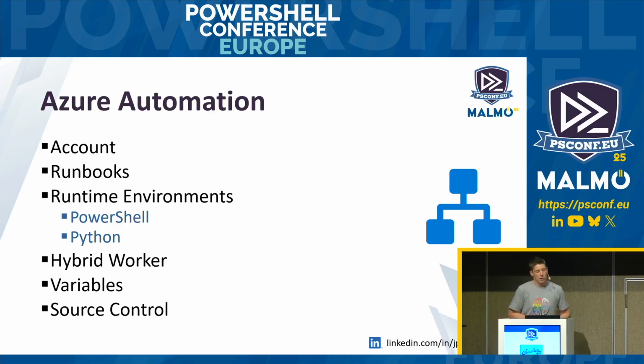Also, Azure Automation does have source control integration. So you can save your runbooks to GitHub or Azure DevOps, and that push can trigger the update to your runbooks. We won't look at that today, but if you're going to productionize this, I would recommend that highly.